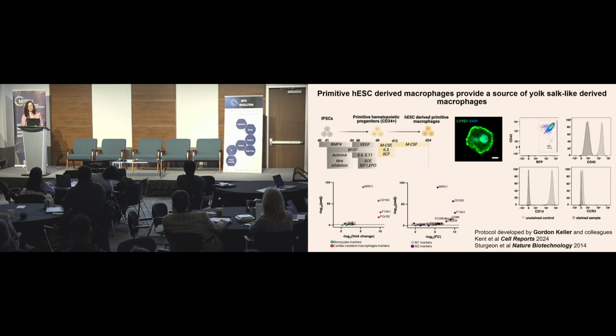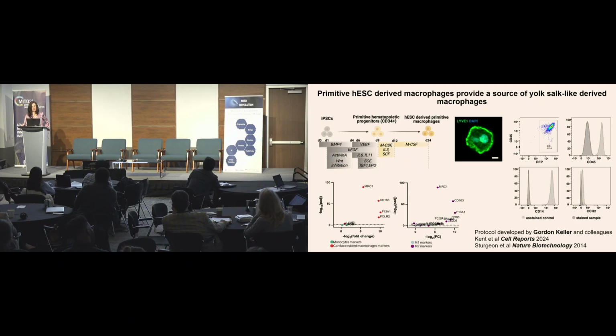So we were lucky to be working in close collaboration with Gordon Keller, and he and his team figured out the protocols of how to create primitive macrophages from iPS cells and human embryonic stem cells, following this primitive hematopoiesis. And at the end, you get cells that look like this. They express LYVE1, and they are CCR2 negative. CCR2 is a marker of bone marrow-derived macrophages. So LYVE1 positive, CCR2 negative.